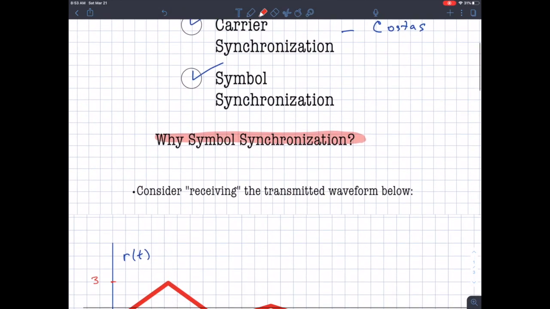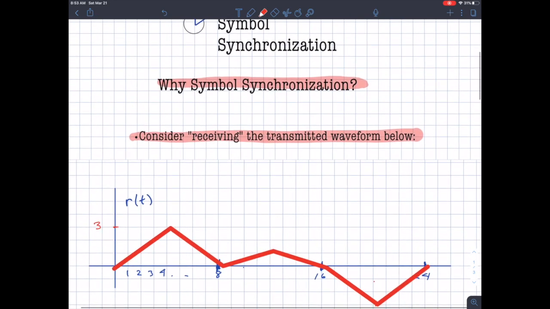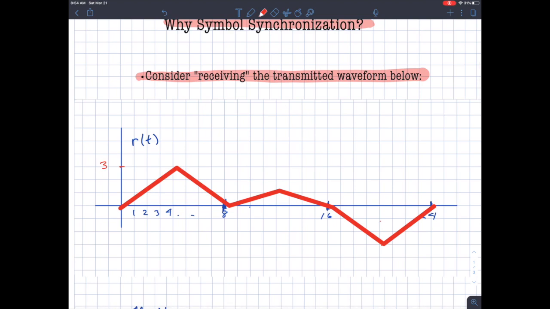To do that, I'm going to start with our friend the triangle waveform because it's easier to draw sketches of it. I've already drawn one here. Let's say this is the signal that we receive at the receiver. This particular shape was transmitted. We assume we did any kind of carrier synchronization, gain control, all those kind of things. So we get this valid looking received signal that has triangle pulses.